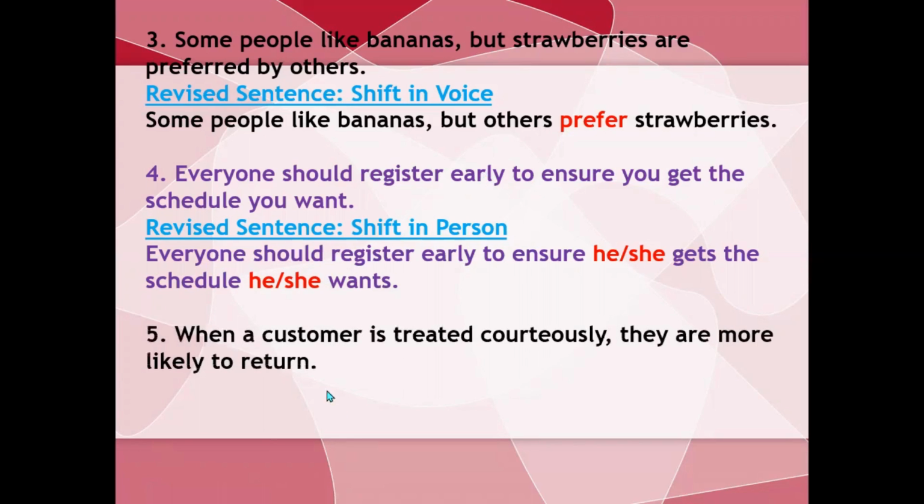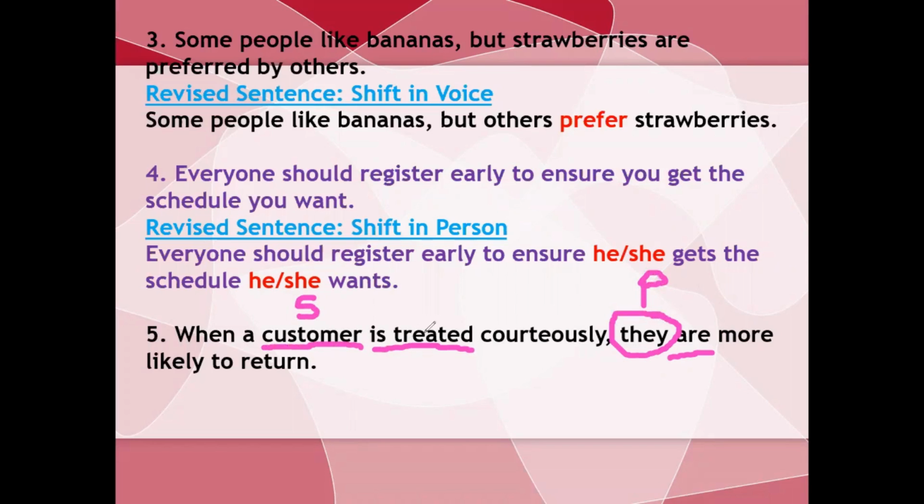Now, for number 5, what is your verb here? Our verbs here are treated and are. Is there any shift? How about pronoun? We have the pronoun they. What is the antecedent? Customer. Customer, singular. They, plural. So, different. Therefore, there is a shift in number.